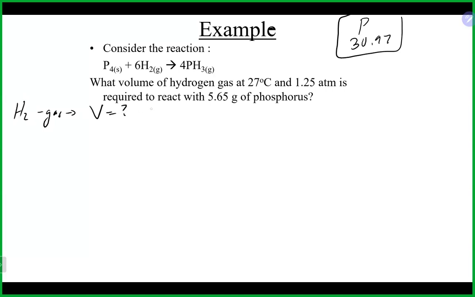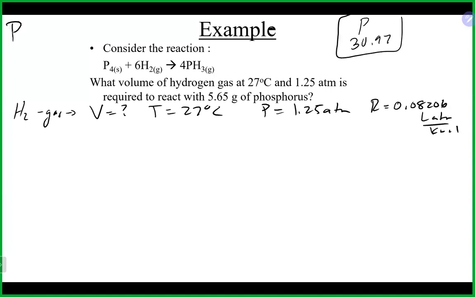Since that is a gas, we think gas laws. So we do have a temperature of 27 degrees. We do have a pressure of 1.25 atmospheres. And once again, we always have R that is available to us, liters atmosphere per Kelvin mole. In a stoichiometry problem, the ideal gas law is usually the gas law that you can probably use. Not always, but most of the time that's going to be it. So once again, if we check off, we got temperature, we got R, we got P, and we are looking for volume.